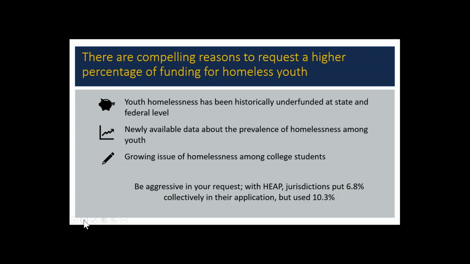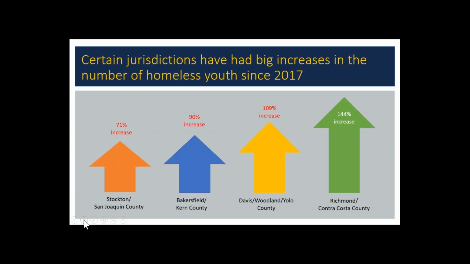Newly available data about the prevalence of homeless youth, and then this issue of college students. I just want to say that the college student issue, for some, can be a more accessible conversation about youth homelessness. Many elected officials have college-age children or had college-age children. And the idea of homelessness among college students can kind of shock them out of maybe their preconceptions about who is a homeless youth. So do whatever you have to do, but be aggressive. And as you can see from the bottom of the screen, HEAP jurisdictions in their applications put in that they were going to use 6.8% collectively, but they used 10.3%. So don't worry about asking for too much.